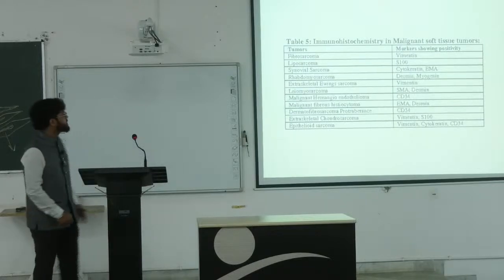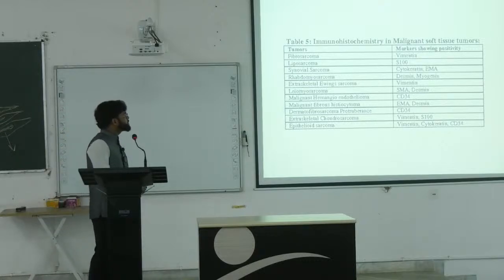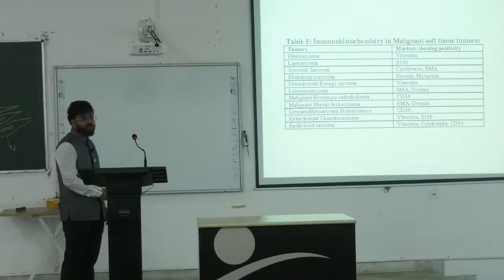And this chart is immunohistochemistry for the malignant tumors, like vimentin positive for fibrosarcoma. Liposarcoma is positive for S100. Synovial sarcoma, see, it is positive for cytokeratin, EMA. Rhabdomyosarcoma is desmin, myogenin, MyoD1 positive. These are muscle markers. Extraskeletal Ewing sarcoma, I am not going into that special entity.